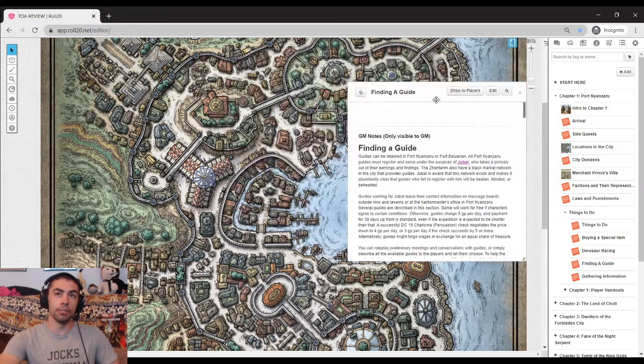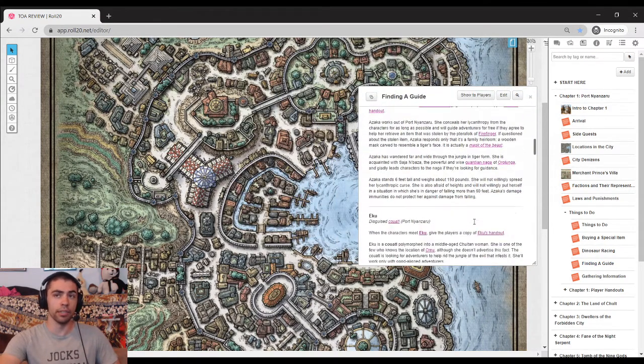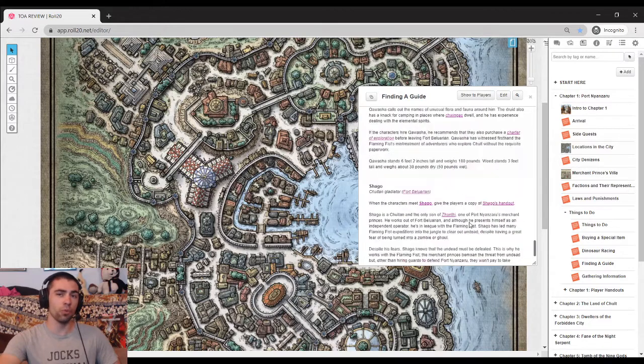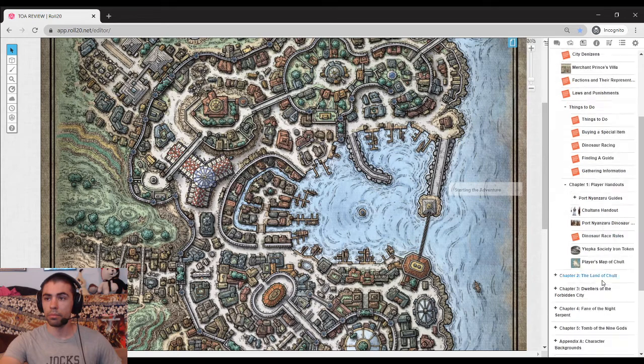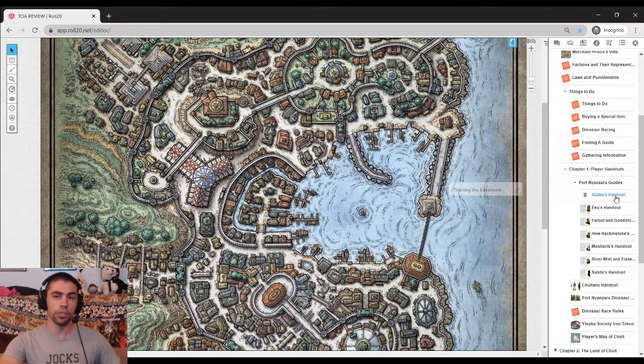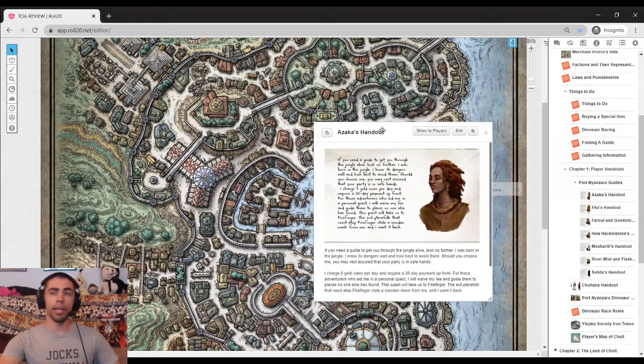Finding a guide is actually listed as a tremendously big deal here, because as written, it's almost required to have a guide. The guides are good at survival, and they might know a thing or two. And the guides are just so well written. They are fantastic. So let's dive right into all the guides that are listed in the book.